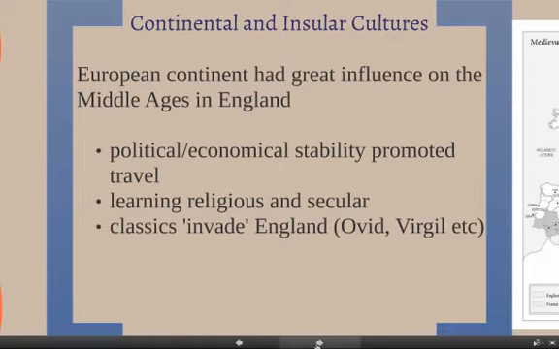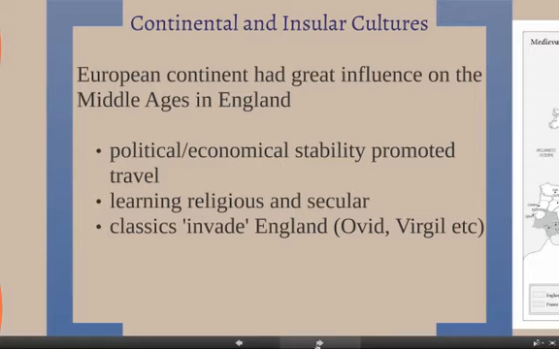Because the Normans came to England, it kind of opens England up to this outside influence, because before it had really been those nomadic peoples and the Celts that were influencing England. Now they start to get that European influence of the continent. And with this, the classics also invade England. Now, people in England, because they're reading in French now, are able to read the great thinkers such as Ovid or Horace or Virgil or Seneca.